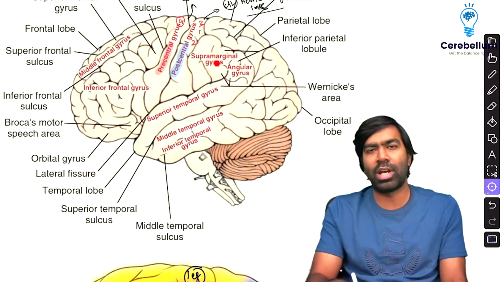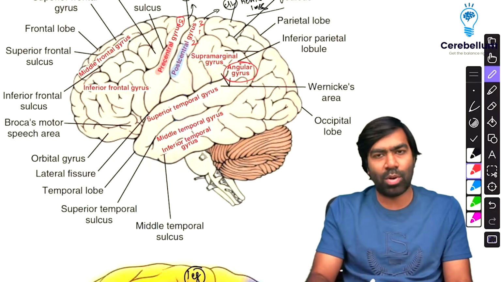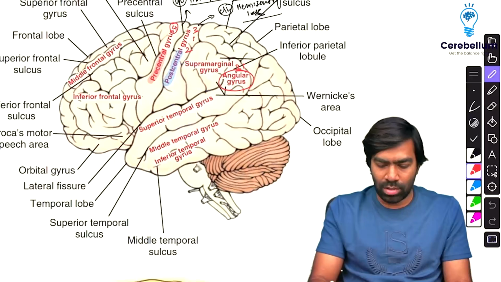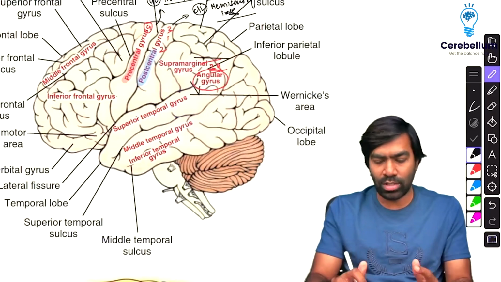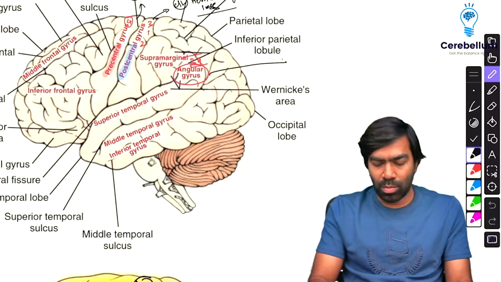One is the supramarginal gyrus and the second one is the angular gyrus. In that, the angular gyrus is very important because it's going to result in one unique syndrome called Gerstmann syndrome. It's going to come under area number 39 when it comes to Brodmann zones.